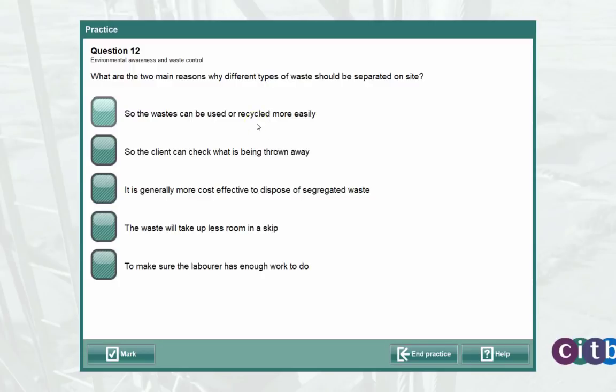What are the two main reasons why different types of waste should be separated on site? So the wastes can be used or recycled more easily. So the client can check what is being thrown away. It is generally more cost-effective to dispose of segregated waste. The waste will take up less room in a skip. To make sure the labourer has enough work to do.